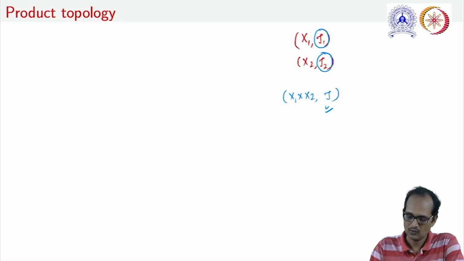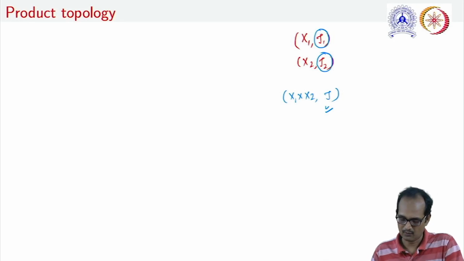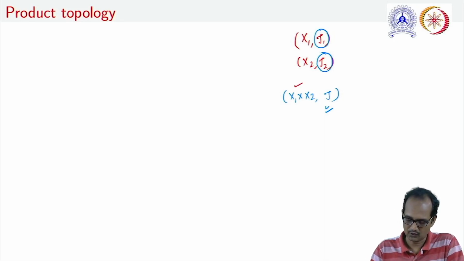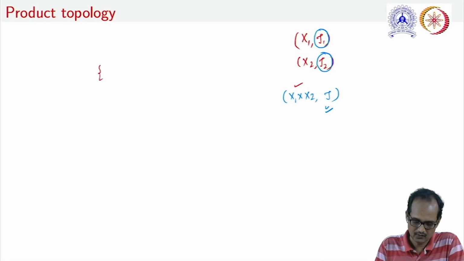One of the natural answers may be, when we are talking about the Cartesian product of sets, why not take the collection of Cartesian products of open sets, that is, the Cartesian product of G1 and G2, where G1 is from topology tau 1 and G2 is from topology tau 2.